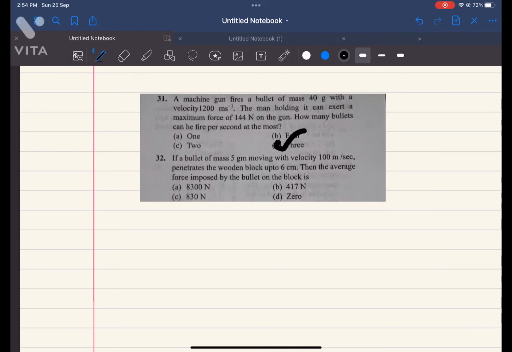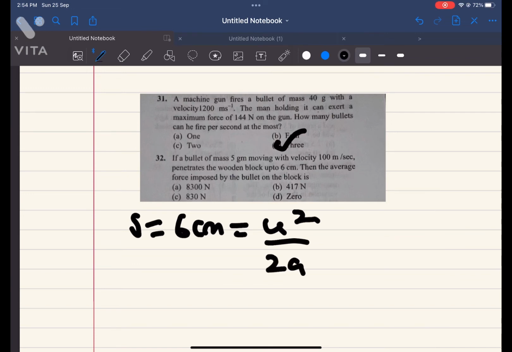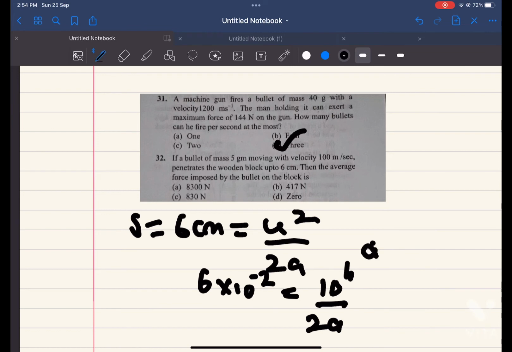Now moving on to the second question. If a bullet of mass 5 gram moving with a velocity of 100 meters per second penetrates a wooden block up to 6 centimeters, then find the average force imposed on the block. There are two methods to solve this problem. We know stopping distance is u square by 2a by the equations of motion. Since v square is 0, the stopping distance is 6 centimeter and u is 100 meters per second, so we get acceleration as 10 power 6 by 12.